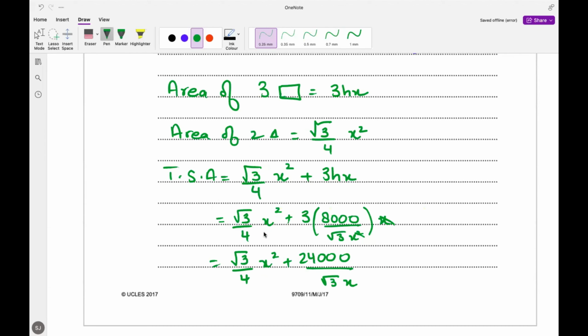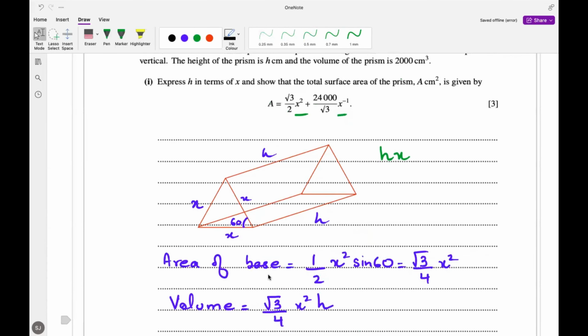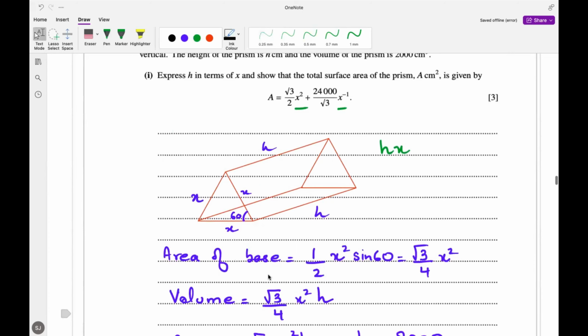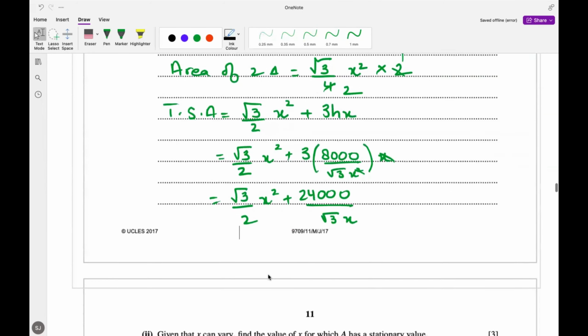Just one thing to cover up, that the area of two triangles should have been multiplied by 2 up here. So this would have become 2 1 times 2 2 times. So the denominator in this case would have been 2, not 4. So this would become 2, 2, and 2. And what we had to prove was root 3 upon 2 x squared plus 24,000 upon 3 x power minus 1, or we can just write in the denominator as x.